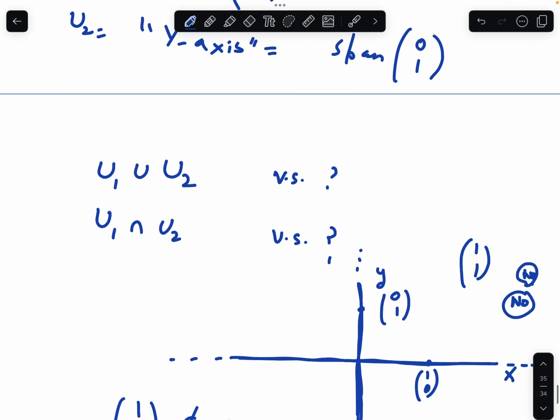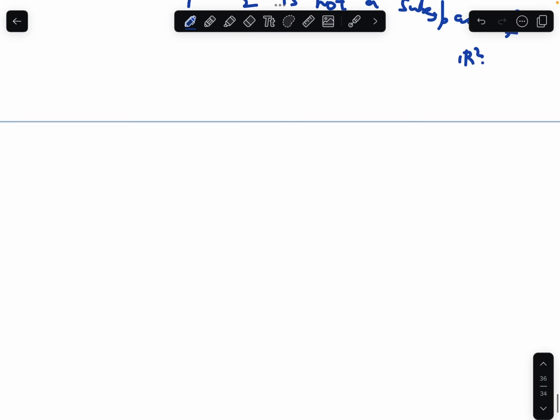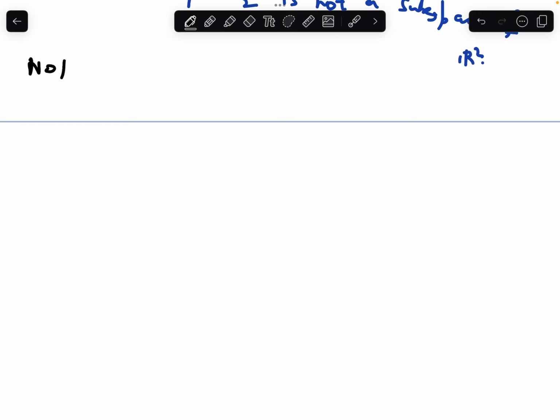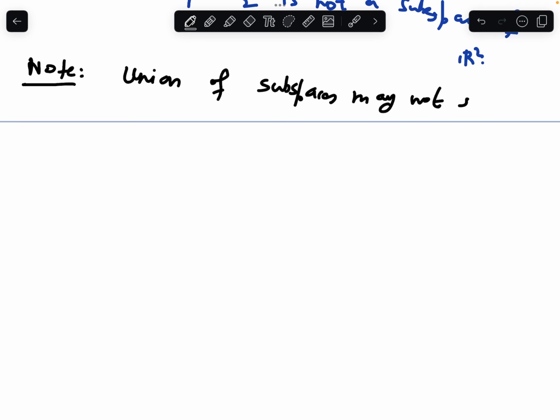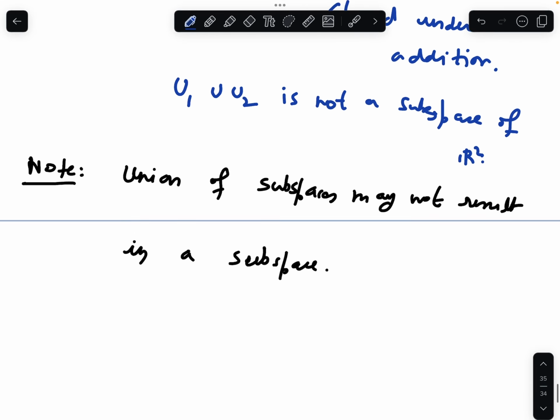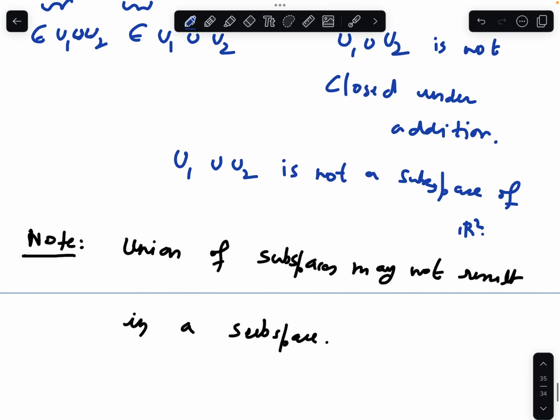So let's take a note of this. Union of subspaces may not result in a subspace, and you have this example here: the x-axis union the y-axis. How about the intersection?